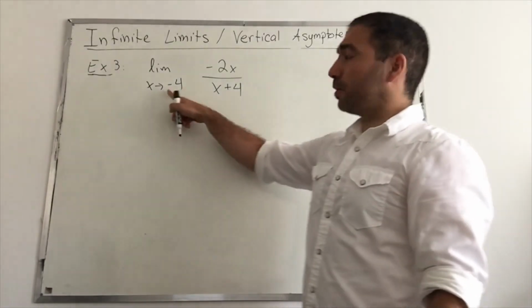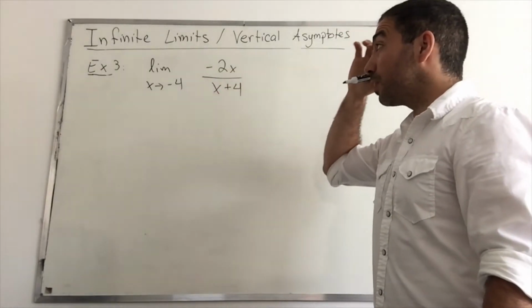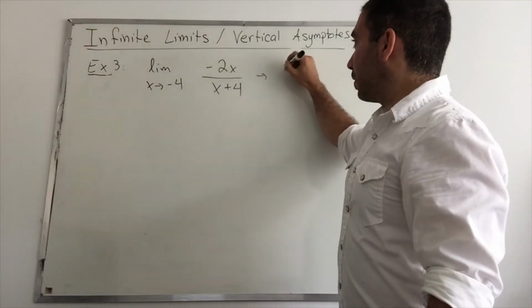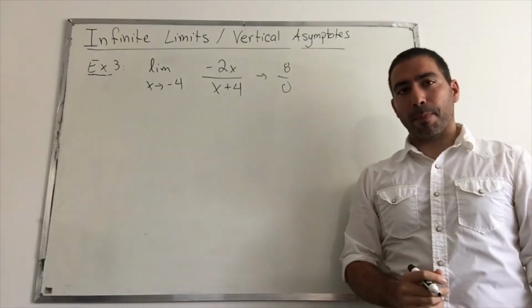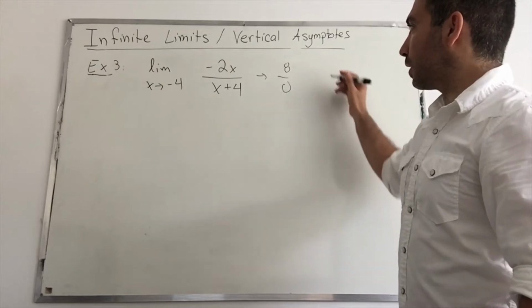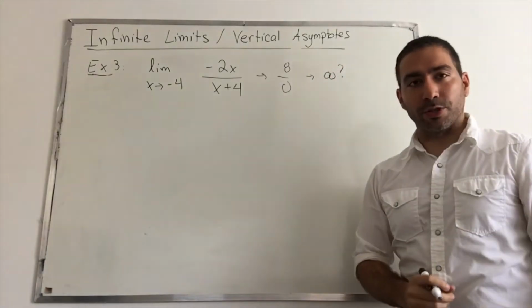So if we use direct substitution, substituting the x's with -4, what we get on top is 8, and on the bottom what we get is 0. So we have a number divided by 0. So that looks like it's going to positive infinity, right? That's our intuition.